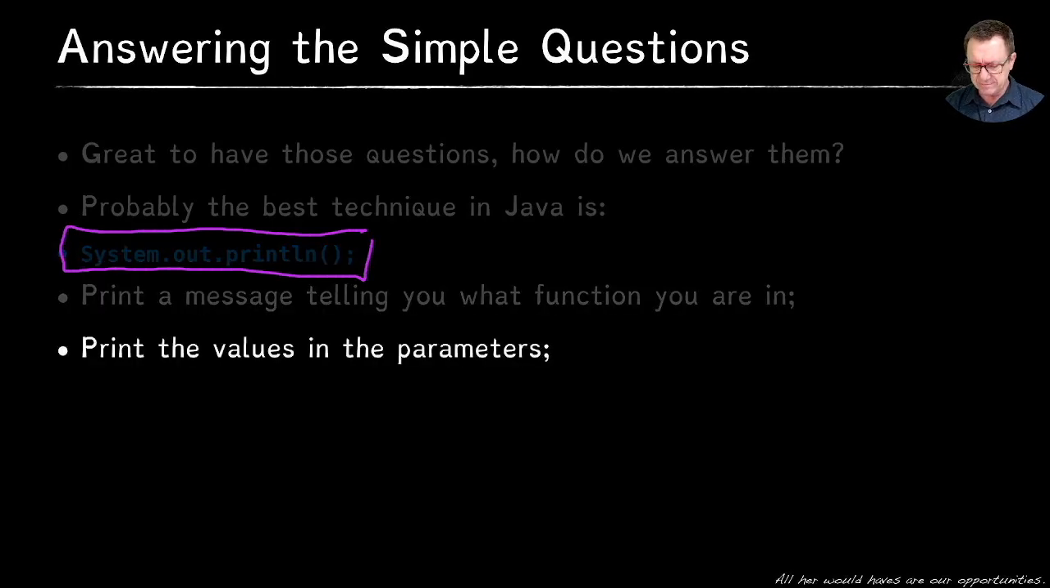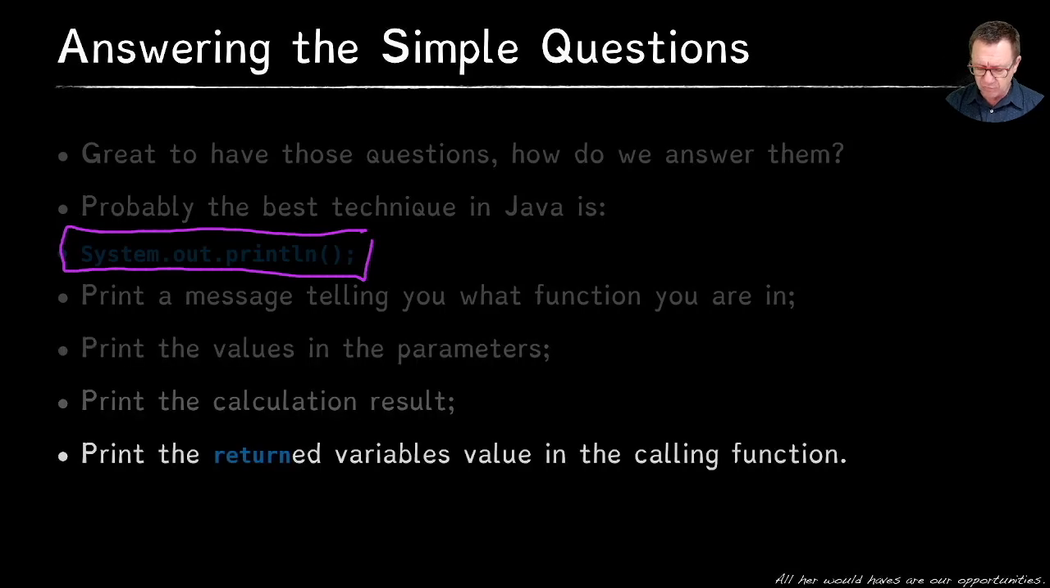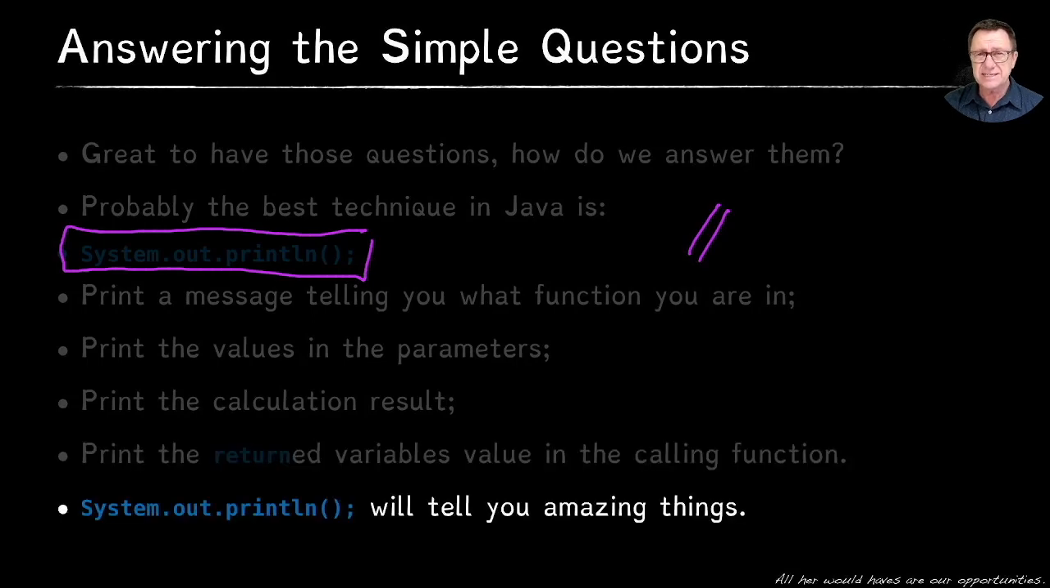What function you're in, the values of the parameters, the correct calculation, and the returned value. We can do those all with simple system.out.printlns. I recommend you leave that in your code and you simply comment it out, because if you need to change your code, you may want to retest it. Then you just uncomment and you're there. This system.out.println, I've said it already, but it's going to tell you absolutely amazing things.